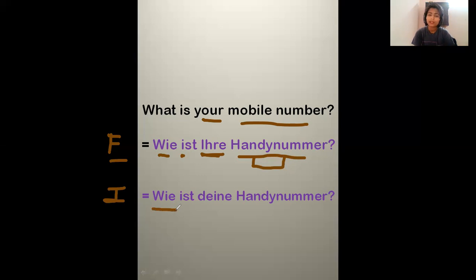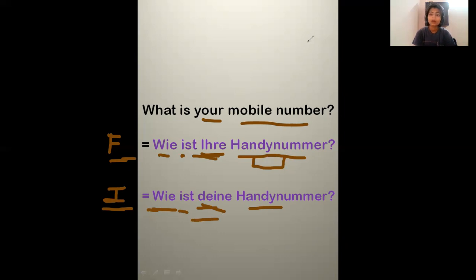How is your mobile number? Same meaning, but this is informal. You will be using this sentence with your friends, relatives, family members, neighbors, with people with whom you are very frank. Wie ist deine Handynummer? Ihre is the formal your and deine is the informal your. So whenever you are talking to somebody informally, you will be using deine.